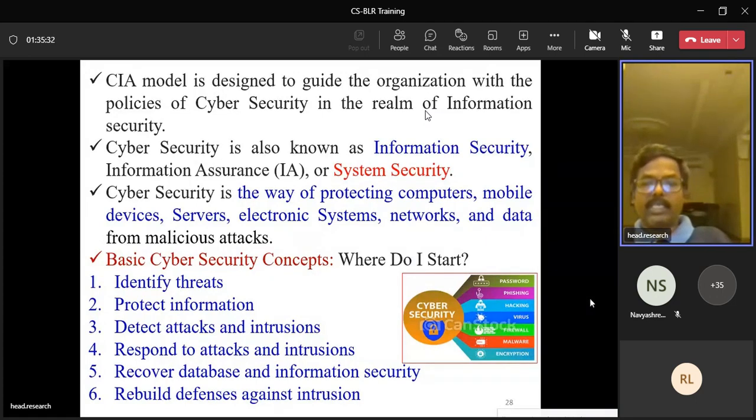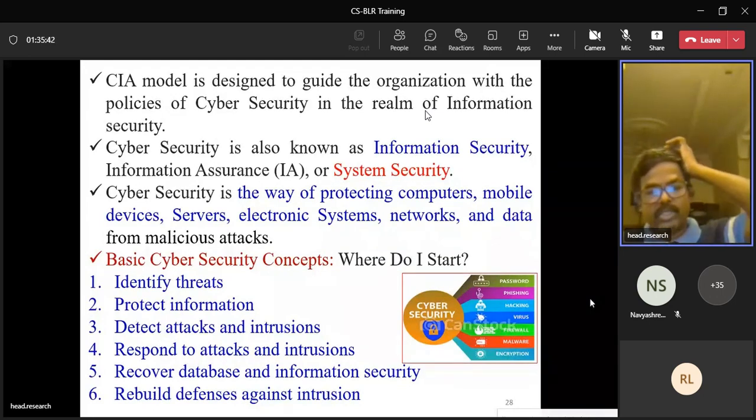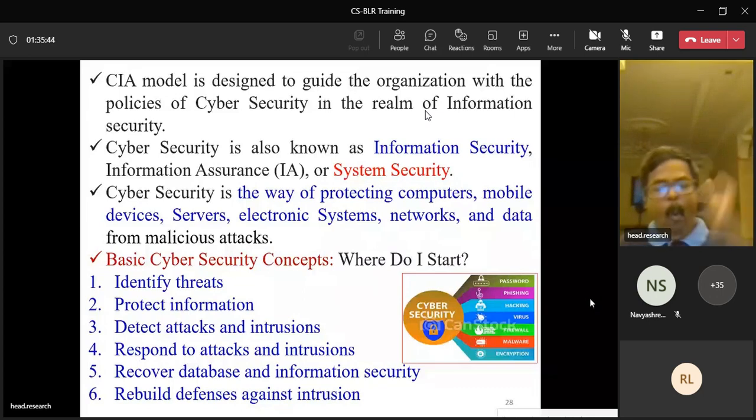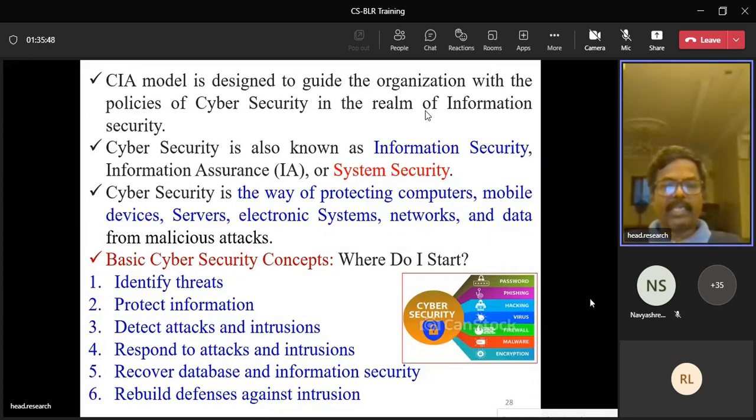Sir, where do I start? I am a beginner of cyber security concepts. No problem. You need to identify the threats, protect information, detect attacks and intrusions, respond to attacks and intrusions, recover database and information security, and rebuild defenses against intrusion.